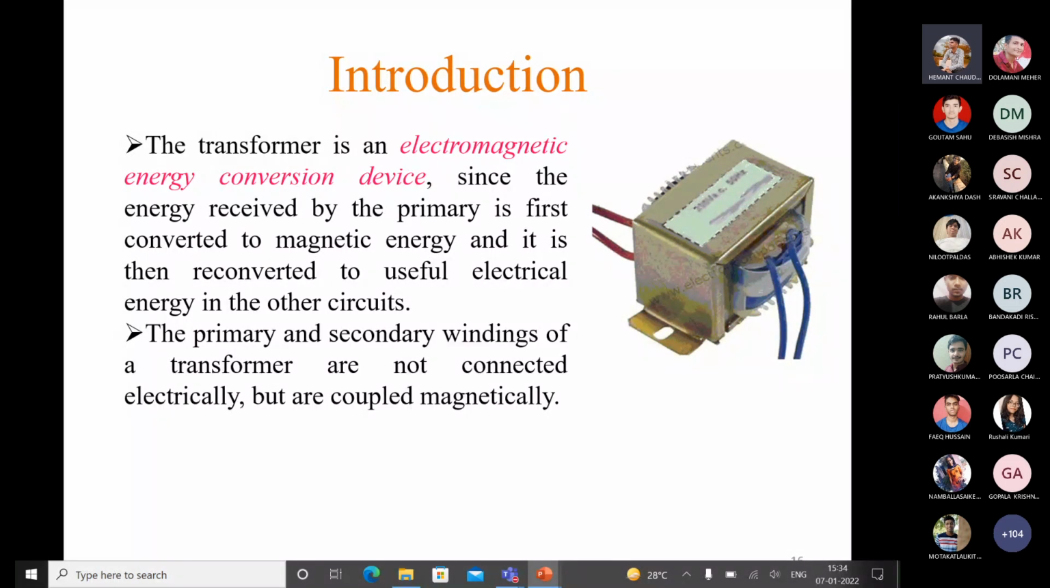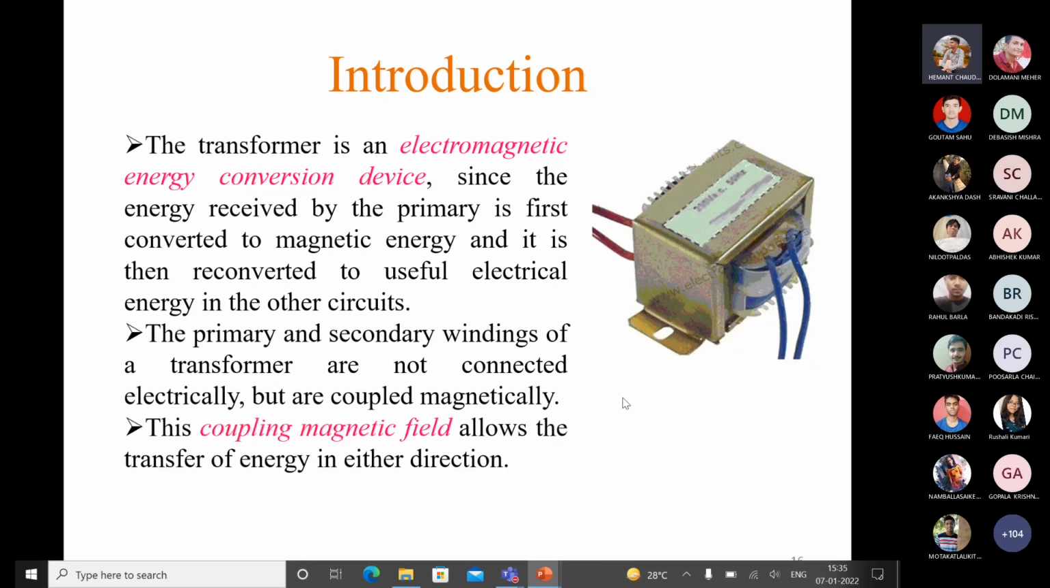These two windings, the primary winding and secondary winding, are not electrically connected, they are magnetically coupled. And to do this magnetic coupling, we need one ferromagnetic core. And this magnetic field allows the transfer of energy in either direction. That means we are calling the two windings of this transformer primary winding and secondary winding. These are not fixed.